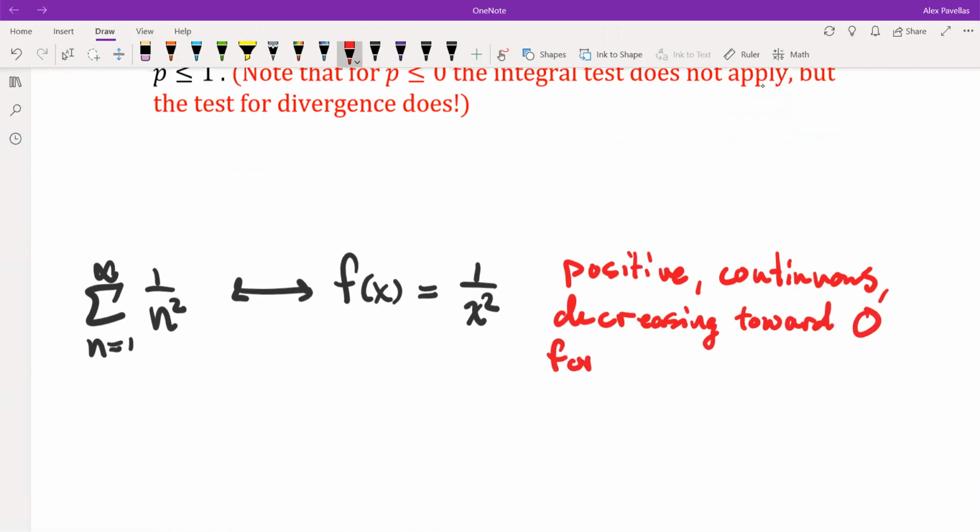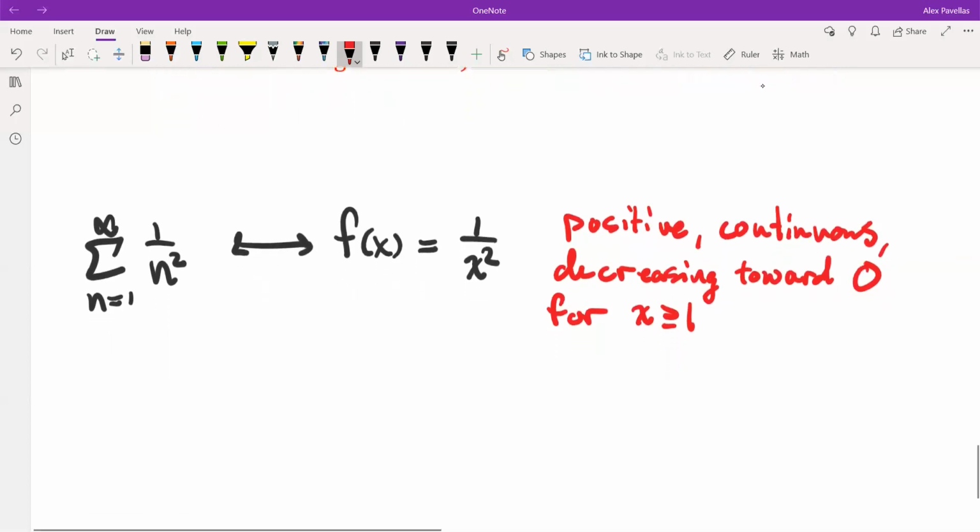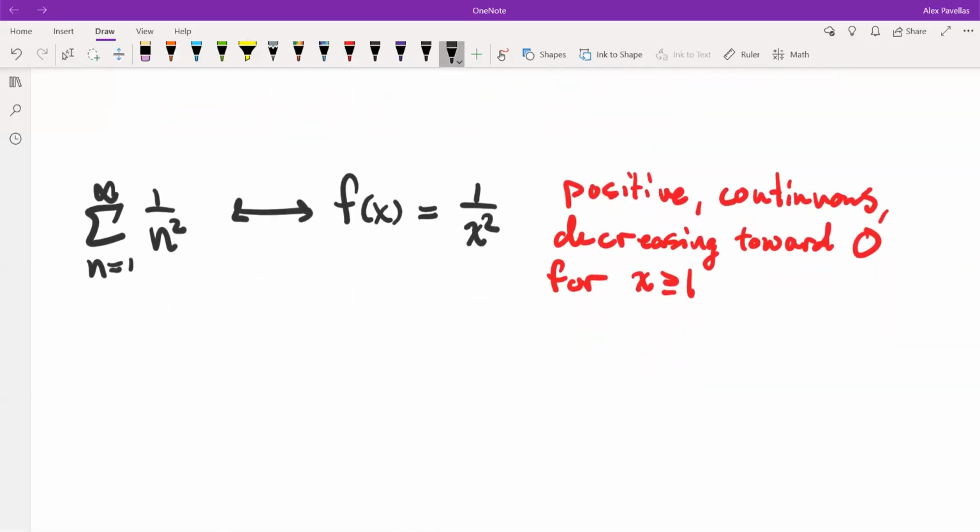For x greater than or equal to 1. The reason for the continuous condition here is basically the function has to be continuous in order for the integral to make sense, right? Like integral is something you do to a continuous function. Okay, so that matches that. So then basically we can do the integral and see what happens.